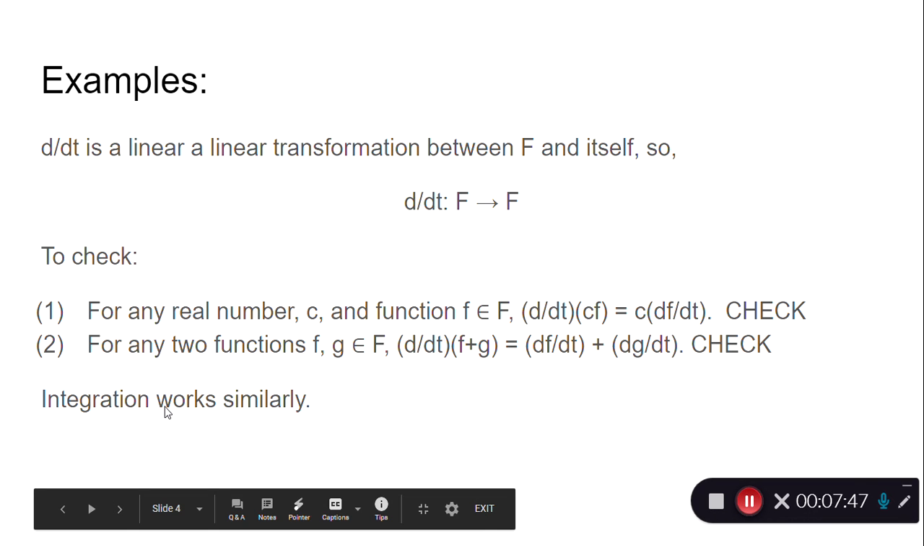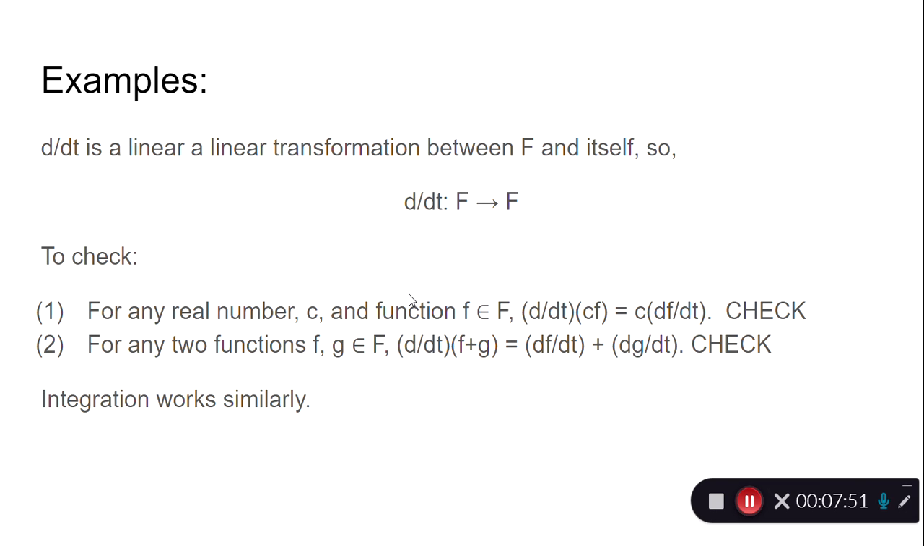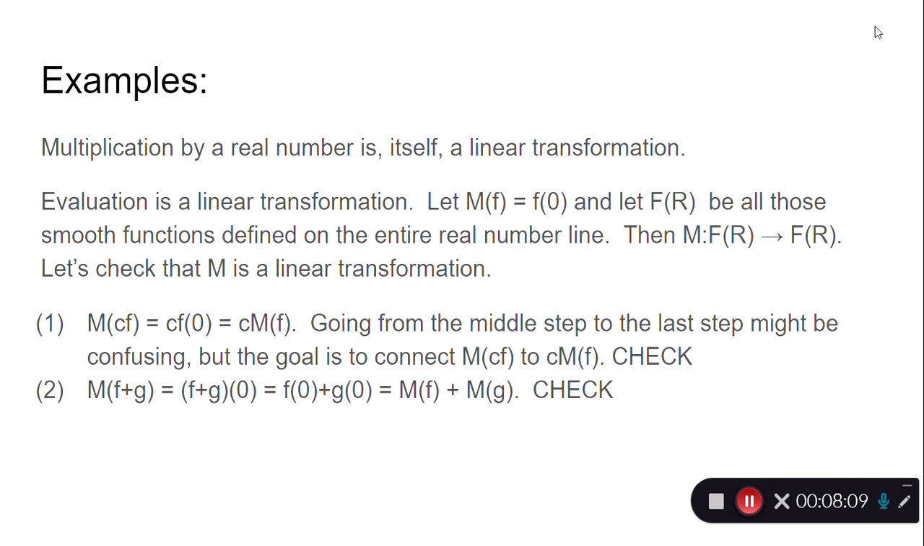Integral is the same way, right? If you have an integral of 2 times x squared or something, you can pull the 2 out. If you have the integral of a function plus a function, you can break that integral into 2 pieces. So integrals are also linear transformations from F to F. All right, so multiplication by a real number is itself a linear transformation.